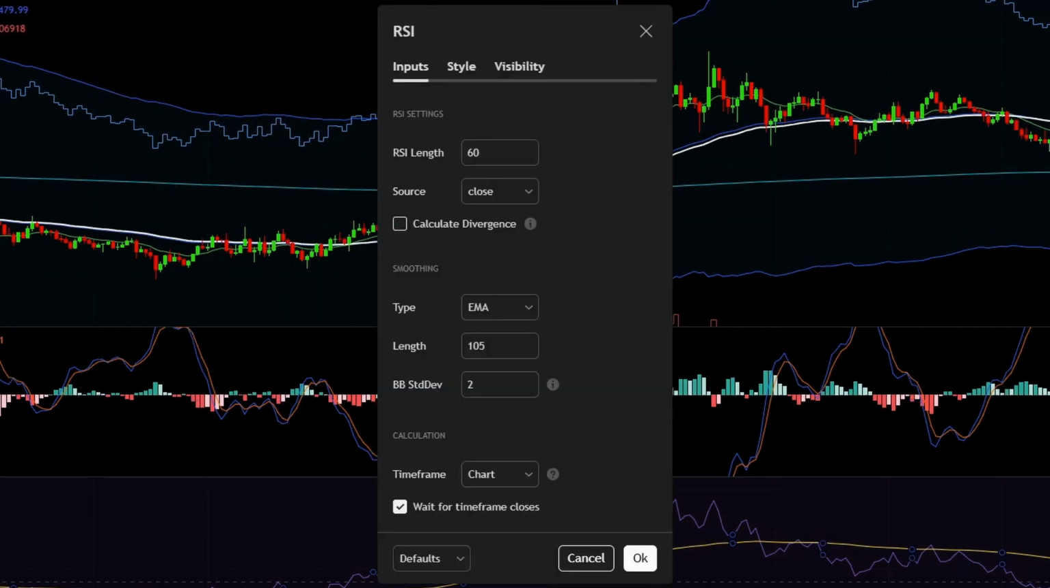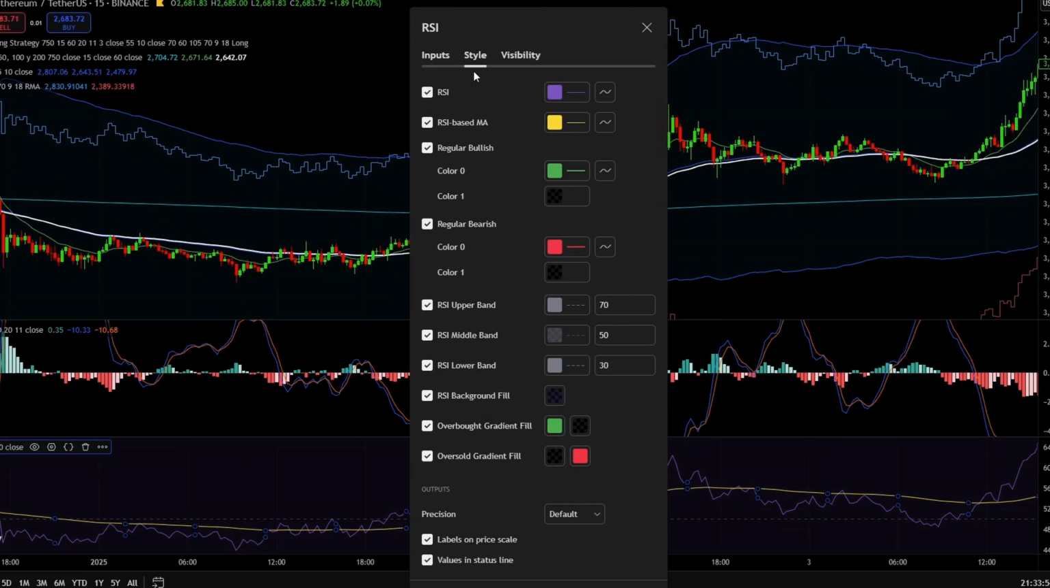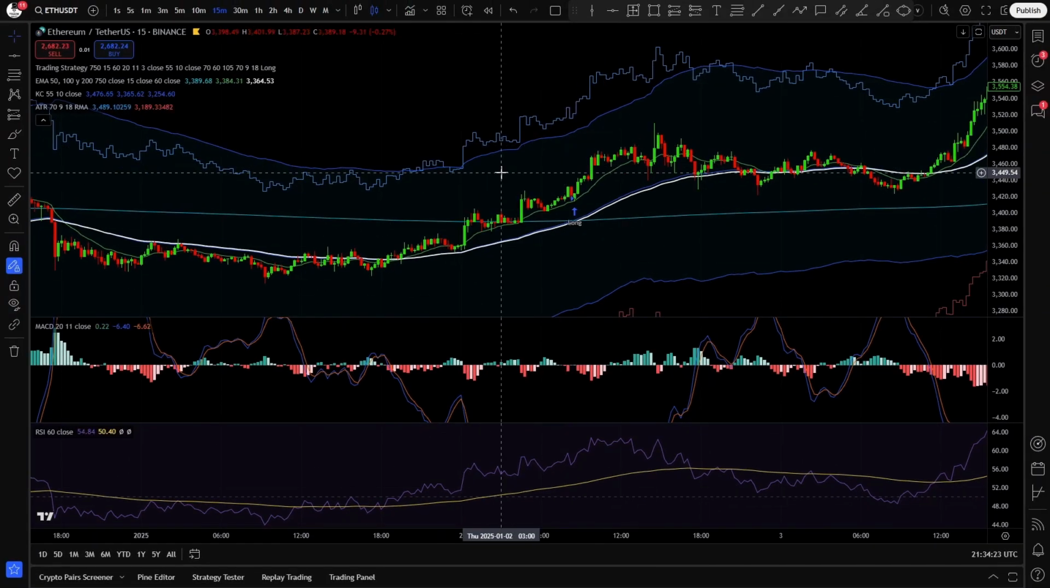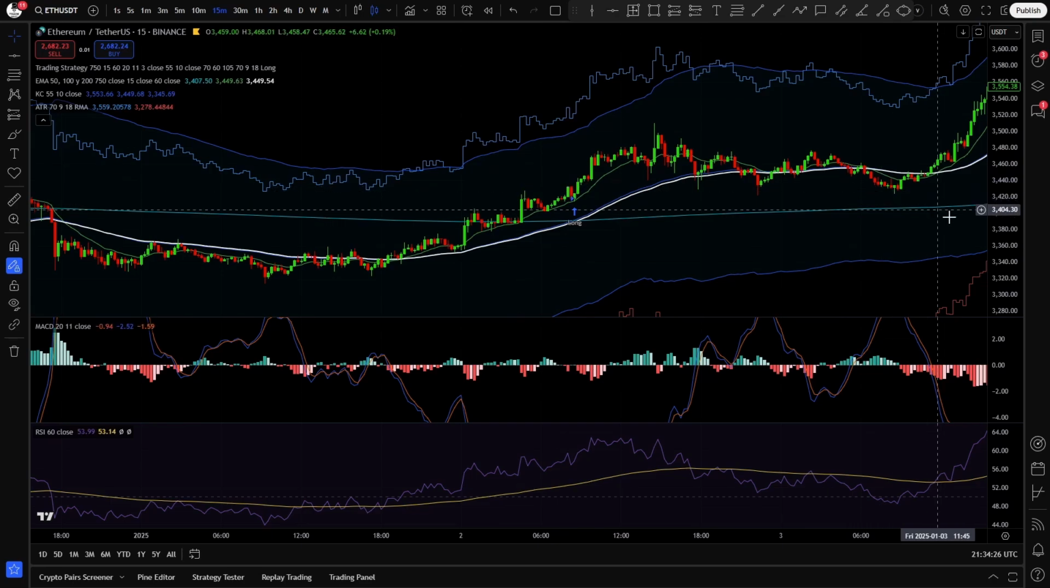And finally, open up the RSI settings. Its length should be 60, the smoothing is set at EMA, the length is 105, and the BB StdDev is 2. But you don't have to set this one up as we are using an EMA and not a Bollinger Band smoothing. In the Styles tab, for the MA I chose a yellow color. Okay, now all of the indicators are correctly set up, so now let's see the entry and exit rules.